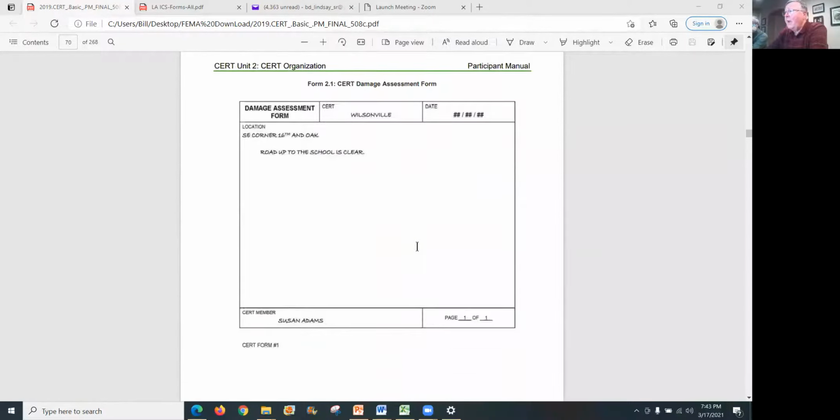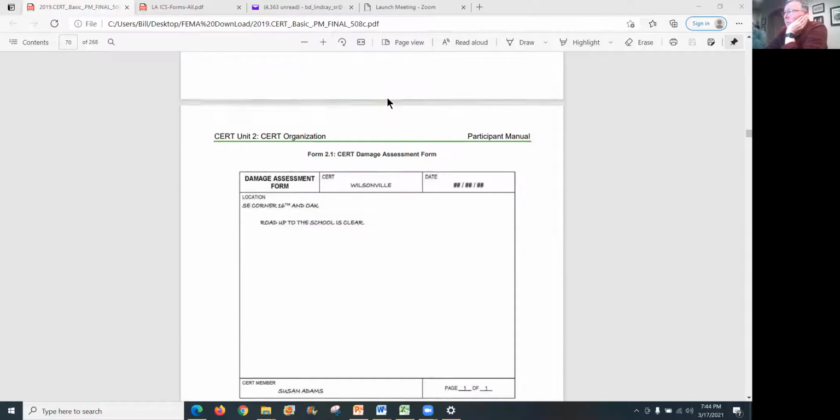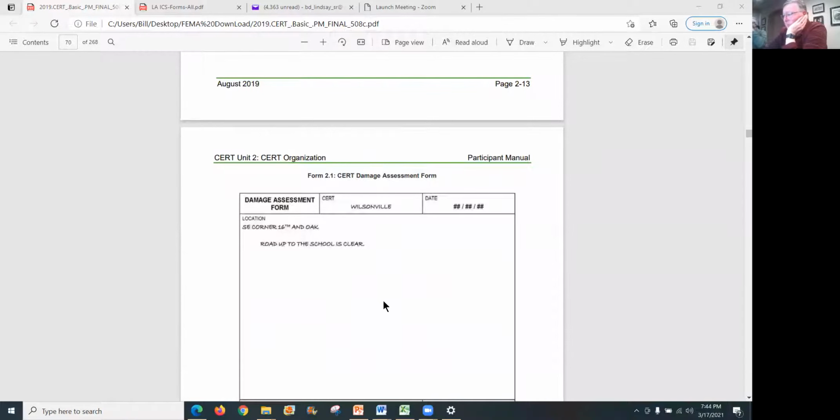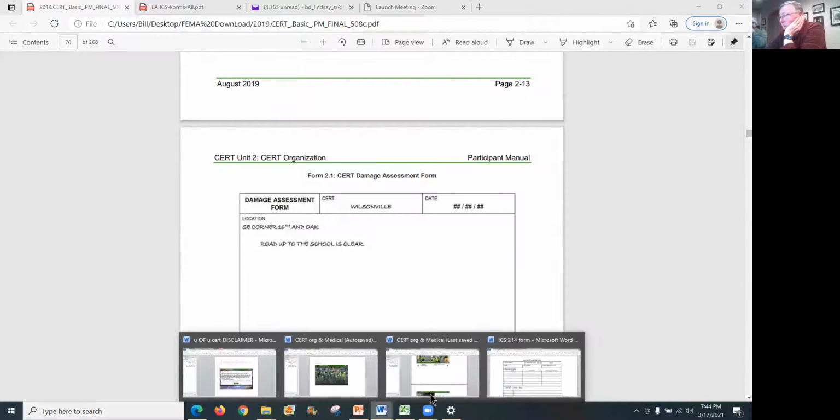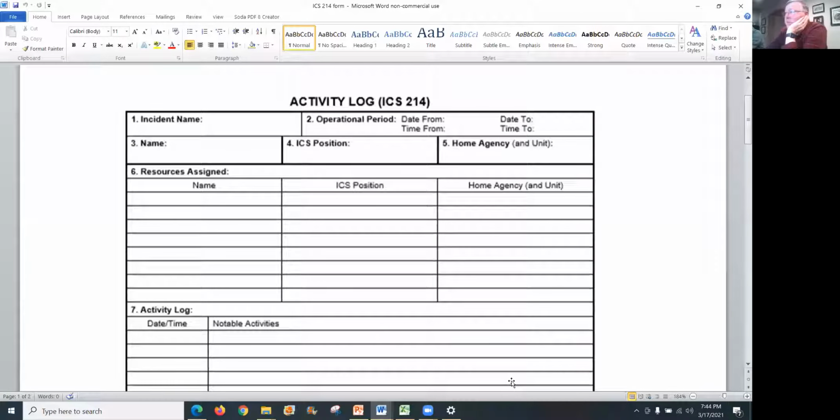Now, we've got forms. I sent you all a set of these forms. They were what LA has printed out. They're also in the back of your manual. In case you didn't know what they were, I sent them to you so you had a copy. So what you're going to do is, I sent you an extra form. It's called an activity log form.